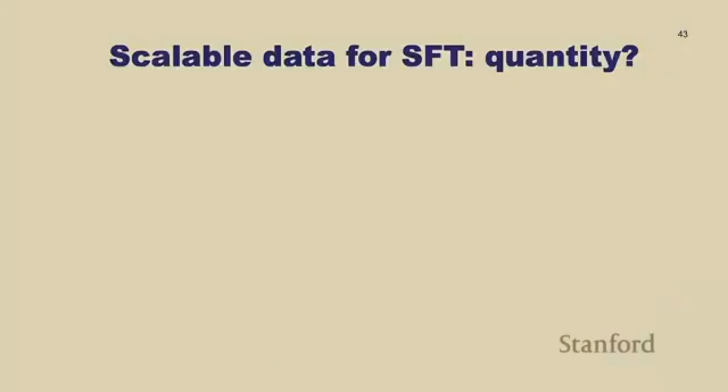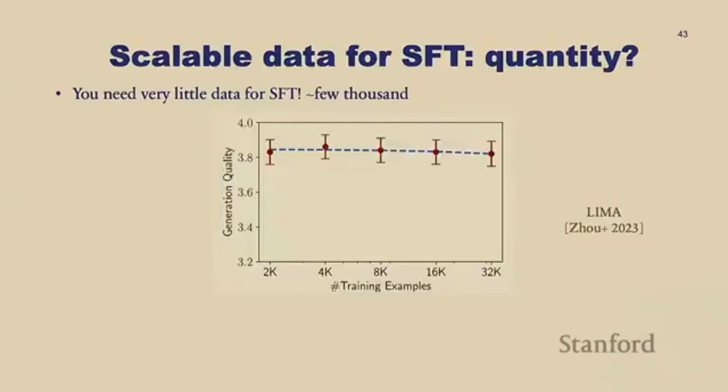Quantity of data. So we talked about what type of data and how we collect it. One thing which is surprising with SFT is that you don't need that much data. So what this paper showed, this is called Lima, is that if you scale the amount of data you use for supervised fine-tuning from 2,000 to 32,000, it really doesn't help much. So here, scaling laws definitely don't help.